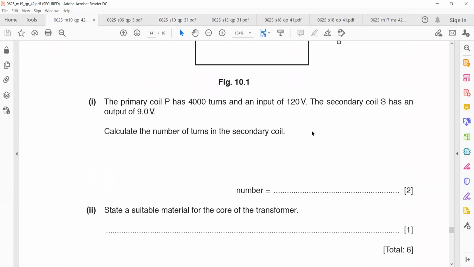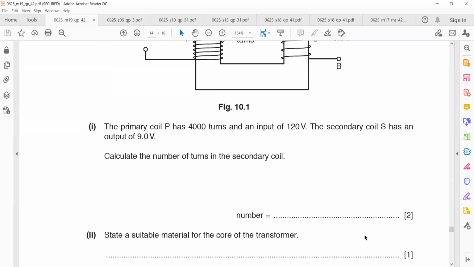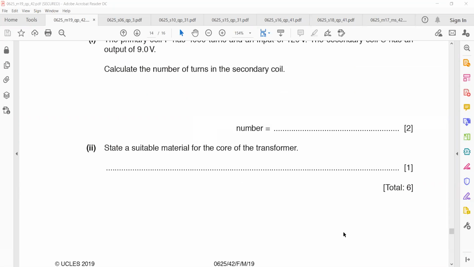Next, state the suitable material for the core of a transformer. Which material should this core be made of? So it is made of iron. That's right.